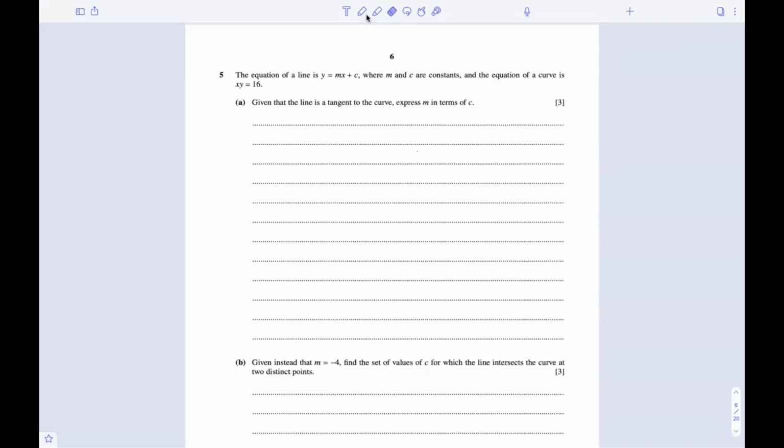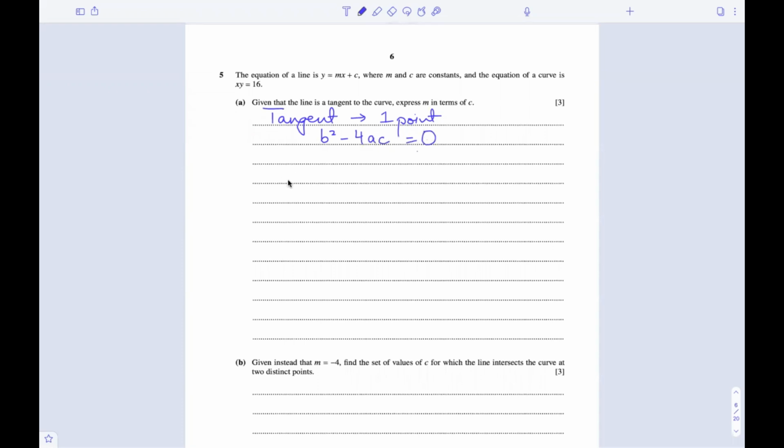In question 5, we have the equation of a line, y equals mx plus c, and the equation of a curve, xy equals 16. Given that the line is a tangent to the curve, we have to express m in terms of c. Now, when it says it is a tangent, it means we only have one point of intersection, and one point of intersection basically means that the discriminant, which is b squared minus 4ac, equals 0.